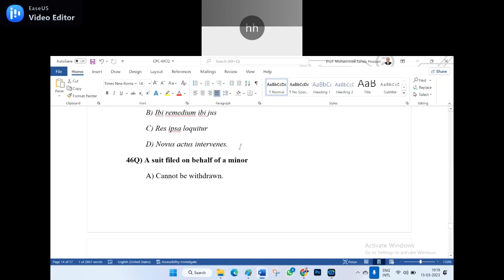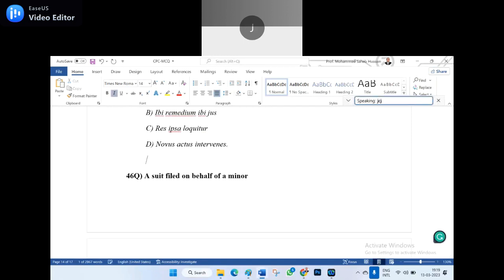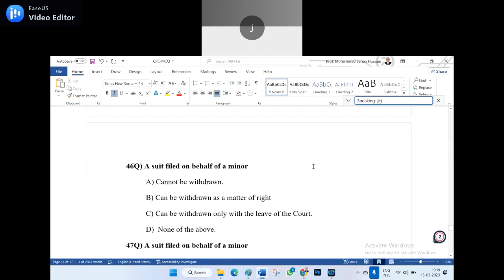Okay, sir. So now I bring it down, right. For the 46th question. A suit filed on behalf of a minor. Of course, I copied it from somewhere because even I myself also don't know this one. A suit filed on behalf of a minor: A, cannot be withdrawn. B, can be withdrawn as a matter of right. C, can be withdrawn only with the leave of the court. D, none of the above.